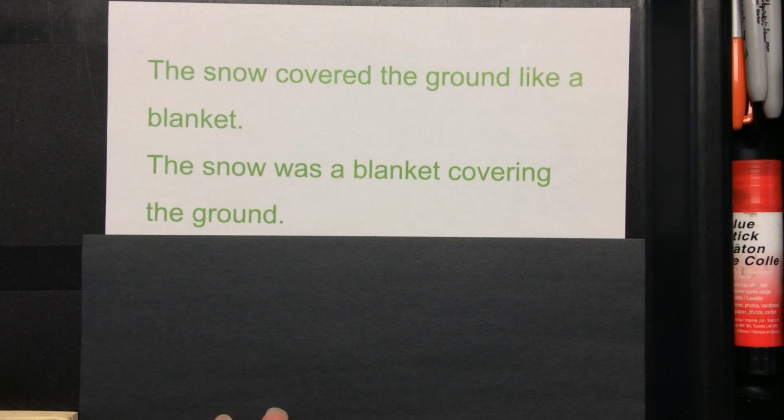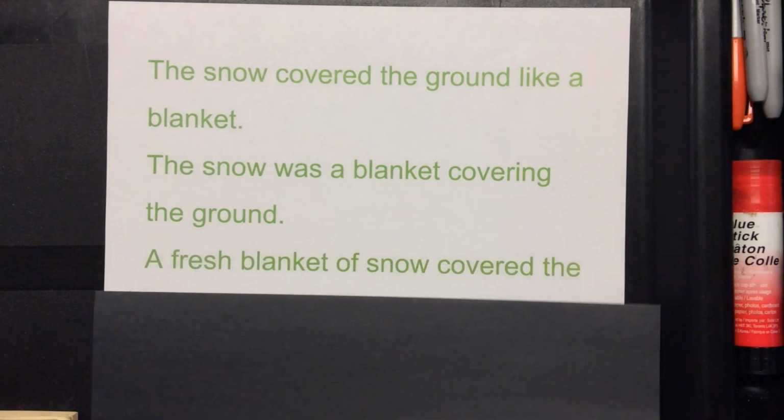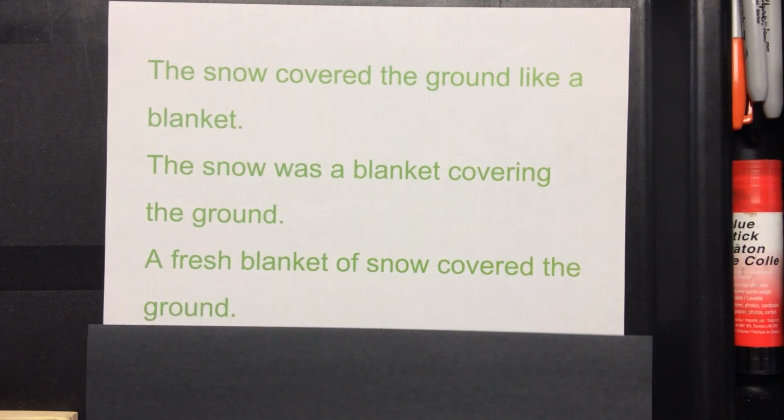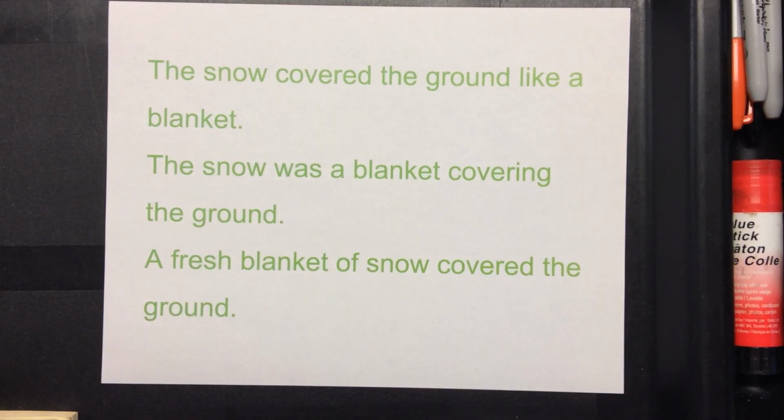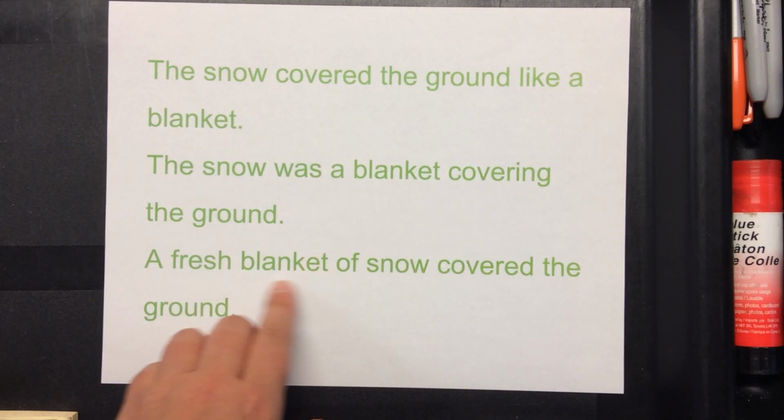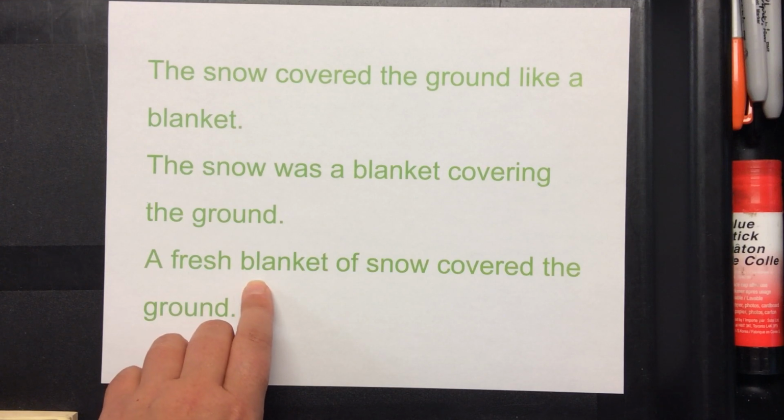But there's another way that we can also phrase metaphors, which is not even to use that linking verb was, and just to say, for example, a fresh blanket of snow covered the ground. And then the snow is not a literal blanket, but it's acting like a blanket, and so it gives us that idea of what the snow could look like.